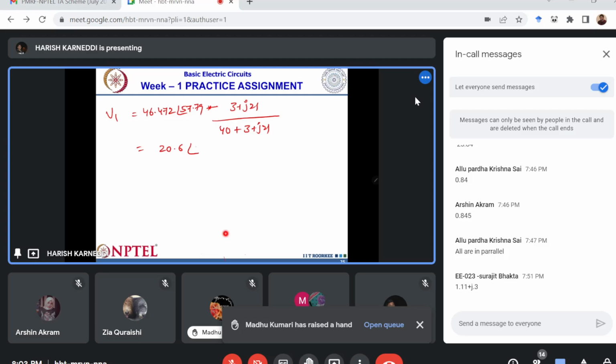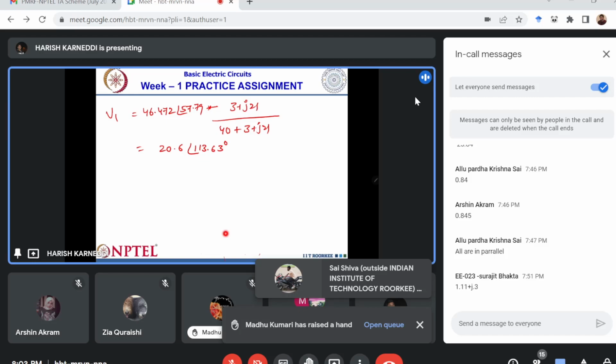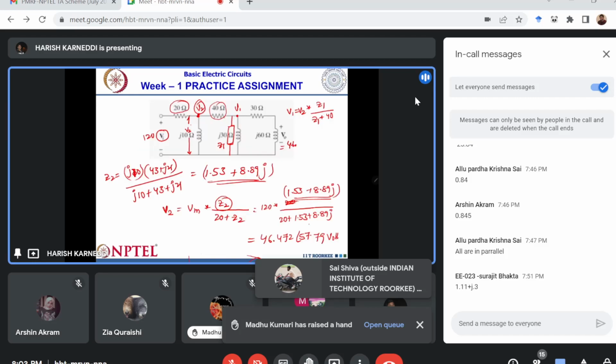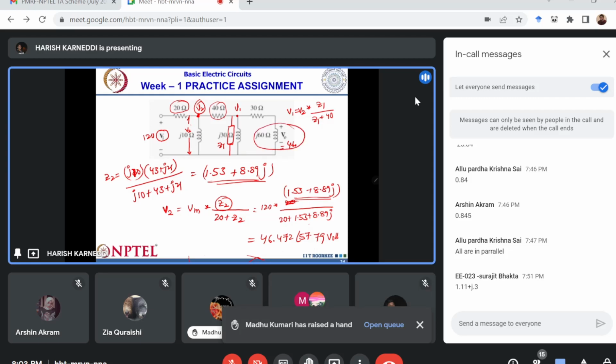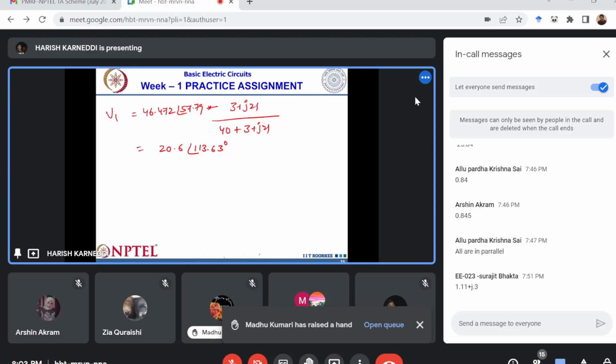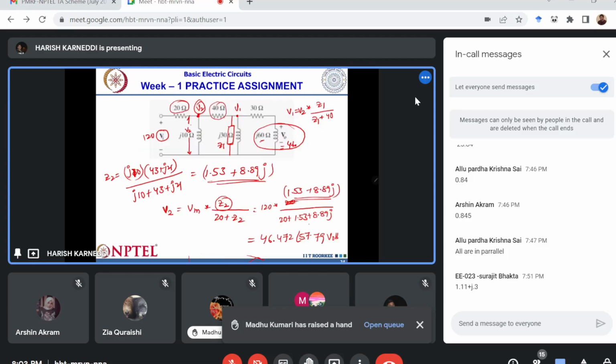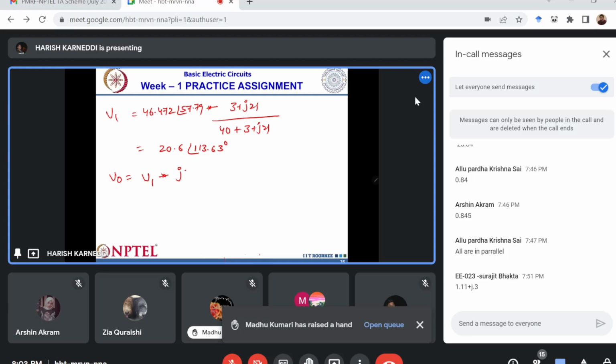That gives 20.6 at an angle of 113.63 degrees. This is V1, this is not V2. So we know V1, we want this V0. Again the voltage divide rule, that is V0 equal to V1 into the impedance J60 by the total impedance, that is 30 plus J60, right?